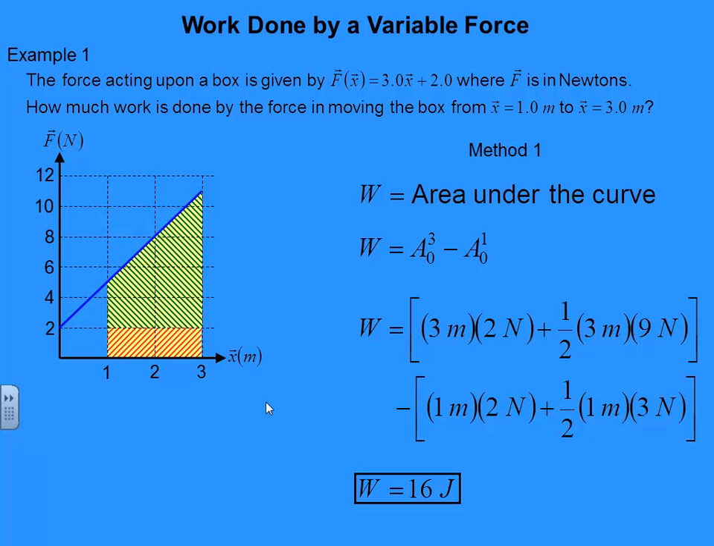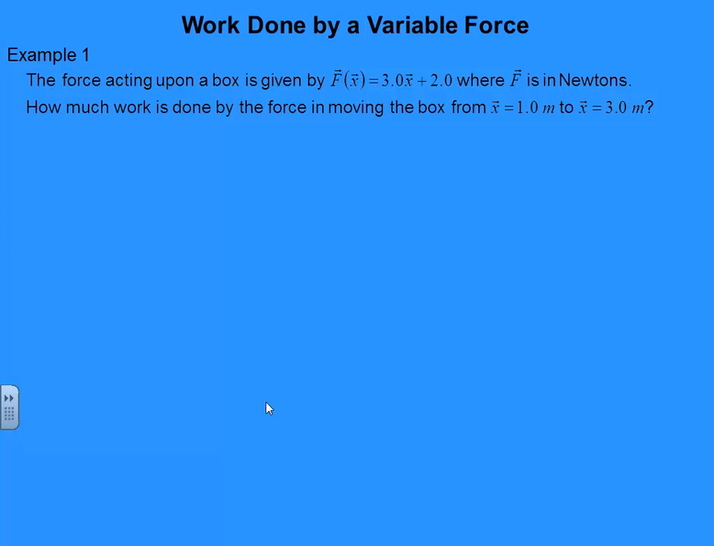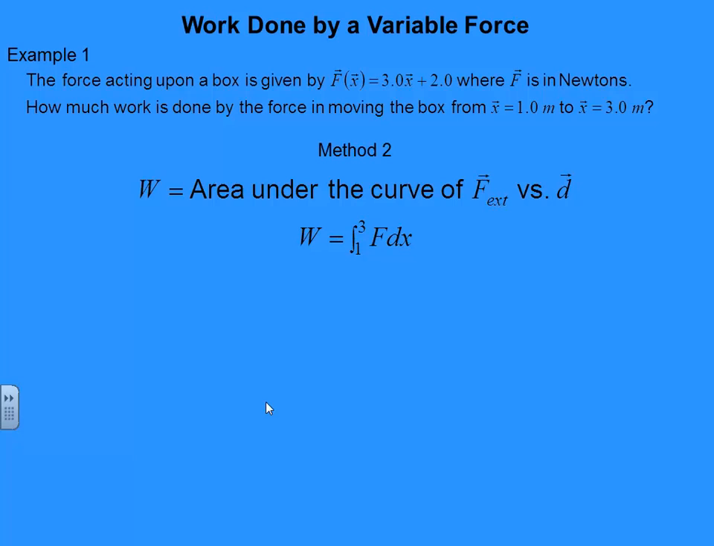But what if you don't want to use the graph? You don't have to. You could use calculus. If work is the area under the curve of the external force versus displacement, then in calculus speak, work is the integral of the force with respect to position from 1 to 3 meters. Notice this is force as a function of position, not force as a function of time. Very important that you get what we're integrating over, which is why it's not a trivial thing here with this dx, right? It's not a dt, it's a dx.